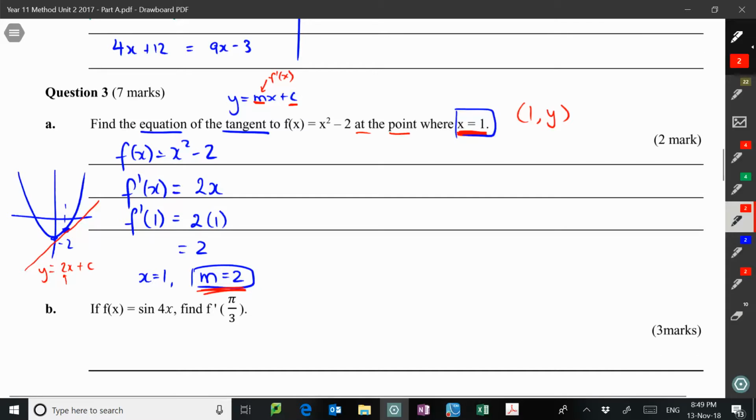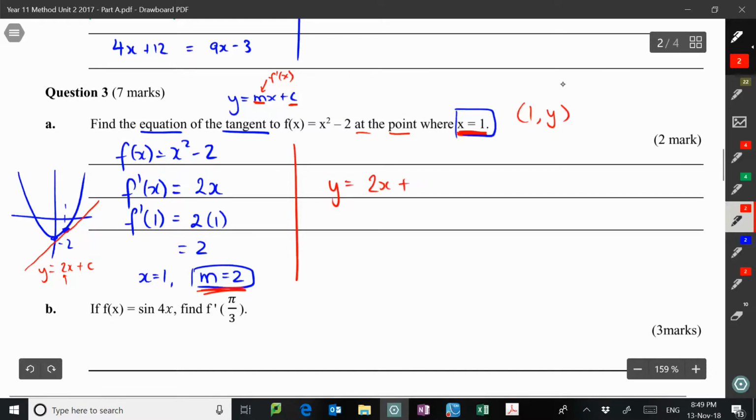Okay, now you've got m, so what's the equation of the straight line? You've got y equals 2x plus c. How do you find c? Back to year 9 mathematics. You need an x and a y coordinate. Now, coincidentally, we do have x. We have x was 1, but we don't know what y is. So if x is 1, what is y?